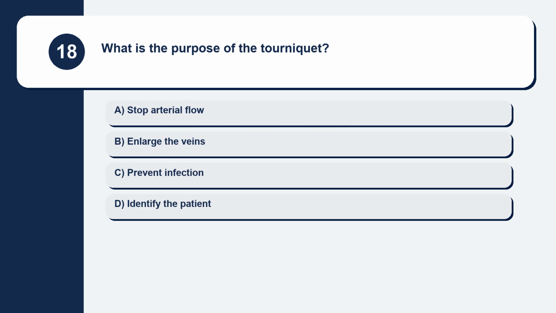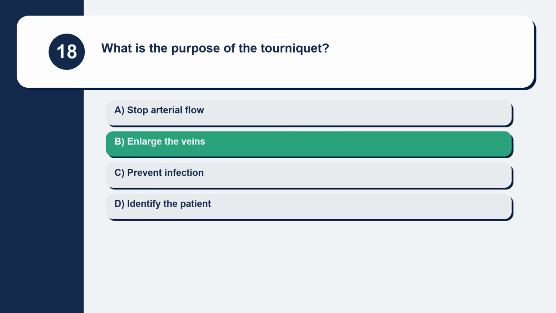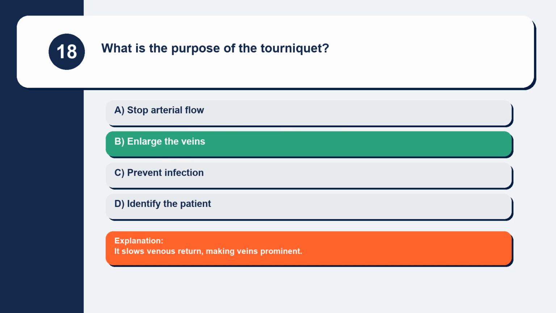Question 18. What is the purpose of the tourniquet? Stop arterial flow, enlarge the veins, prevent infection, identify the patient. It slows venous return, making veins prominent.